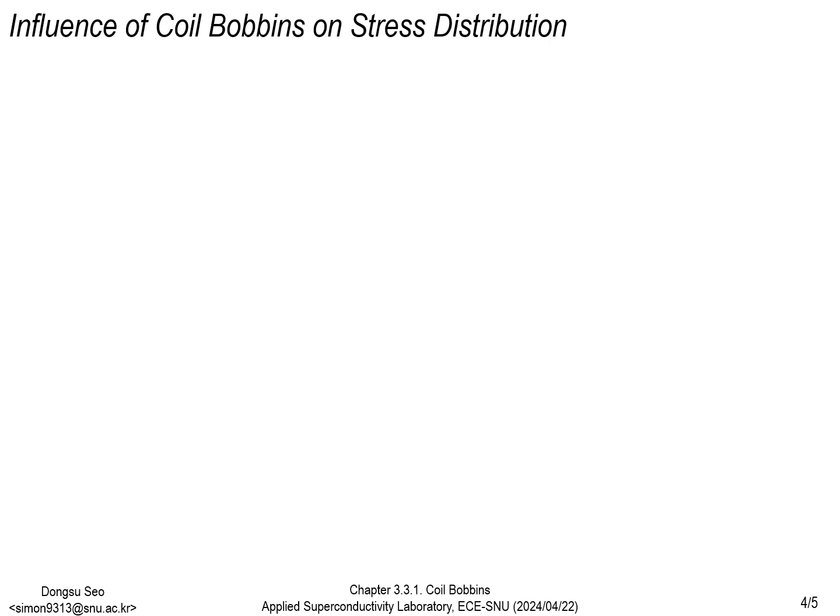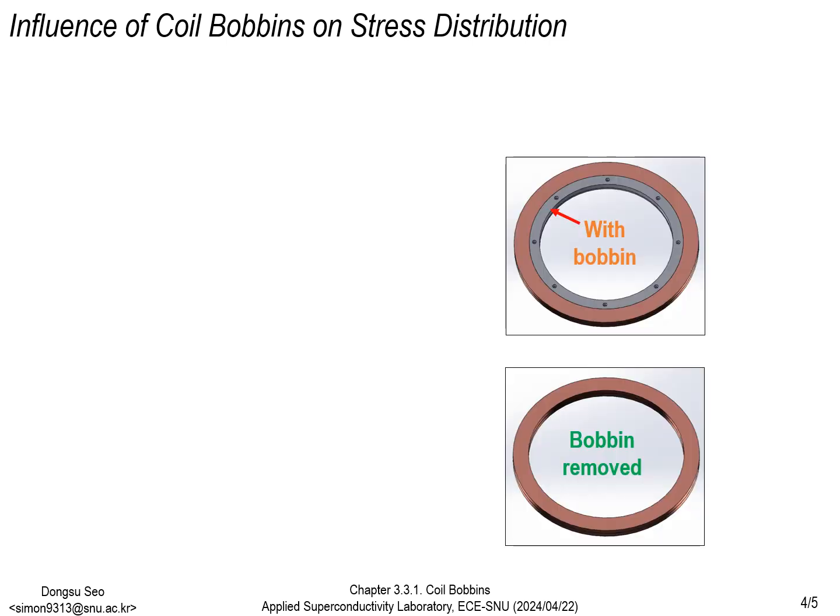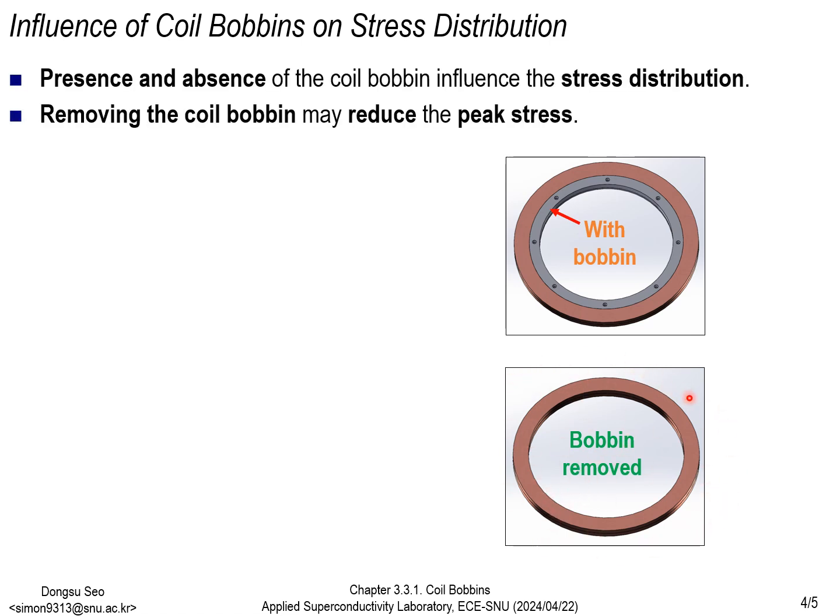Next, we discuss how coil bobbins influence the superconducting coil's stress distribution. In most cases, we install the coil bobbin on the winding machine first, and then the superconducting wire is wound on it. Sometimes, there are cases in which the coil bobbins are removed to have less stress affecting the superconducting coils. This is because the presence and absence of the coil bobbin influence the stress distribution.